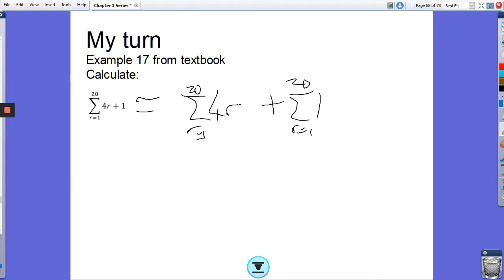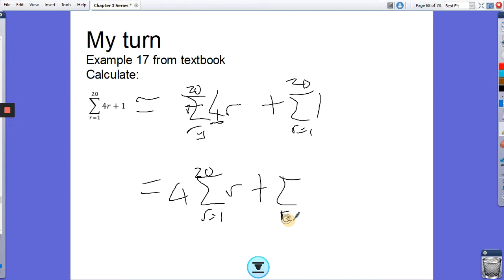You can also, like you do with integration, move a constant like this 4 outside. So you get 4 times the sum of r between 1 and 20, and then we add on the sum where r is 1 to 20 of 1.